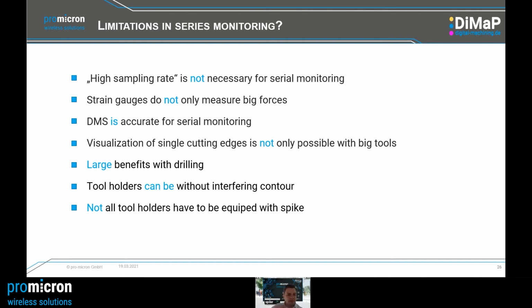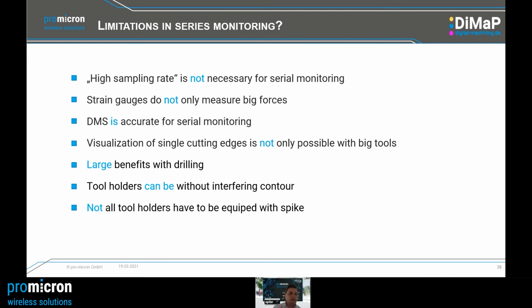Sure, it's a different technology, but from our point of view, and we are happy to have received a reference from a university in England, who has tested Spike against the other systems to evaluate it and to qualify it for mass production. I will tell you a little more later on. Yeah, the visualization of single cutting edges is not only possible with big tools. Yes, it's also possible with small tools.